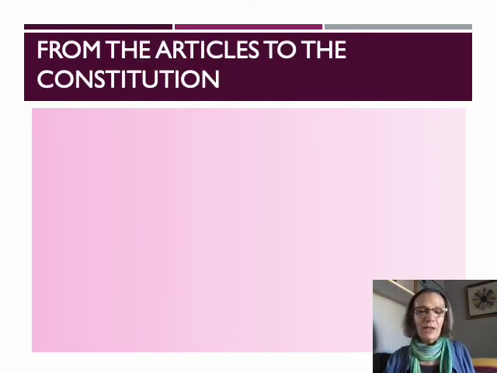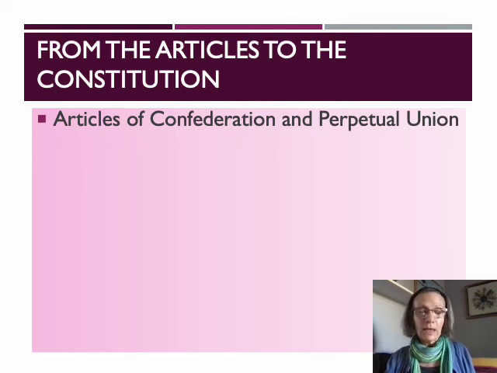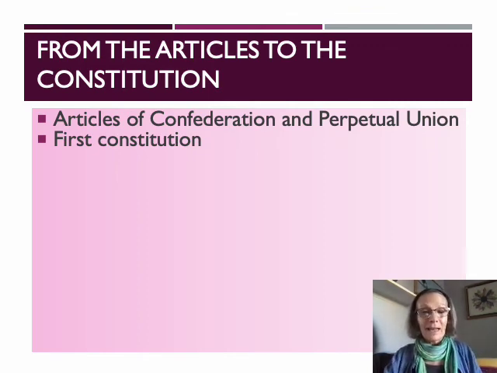So as I mentioned in the first lecture, there were two documents that were associated with the first founding. The first one is the Declaration of Independence, and the second one is the Articles of Confederation and Perpetual Union. And this is basically the first Constitution of the United States. So the Declaration of Independence declares that we are going to be an independent country, but we need to have a blueprint for how this new country is going to be governed.